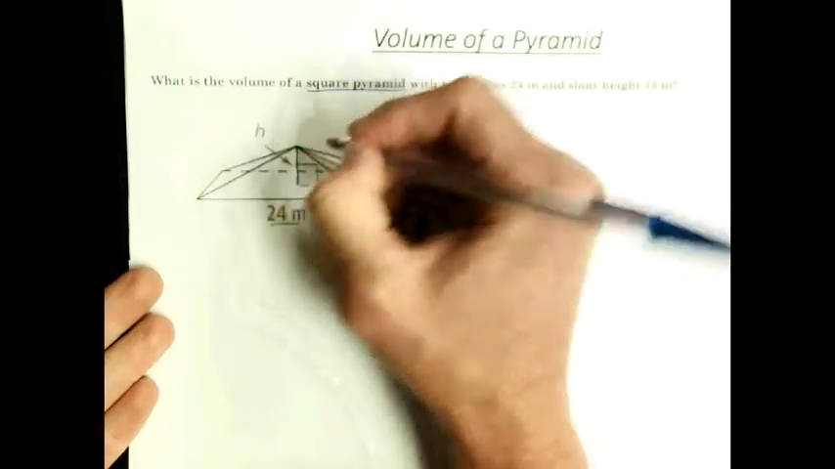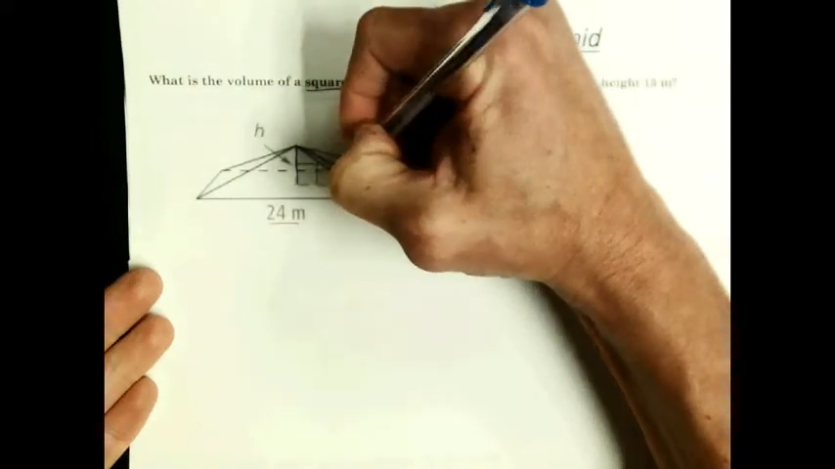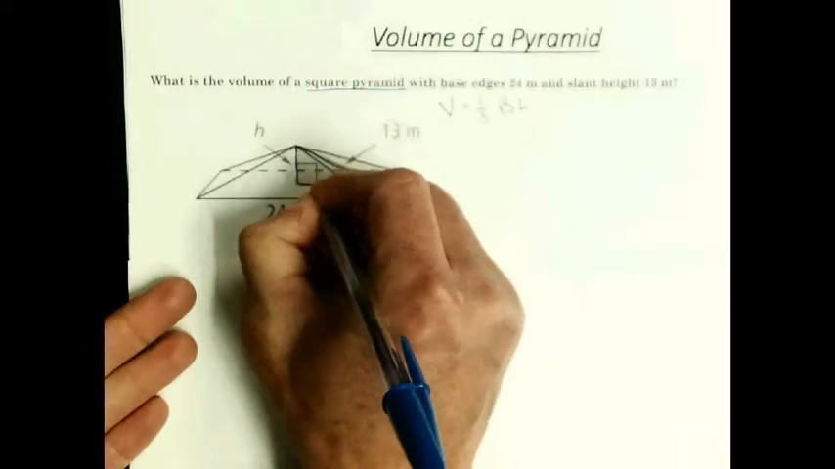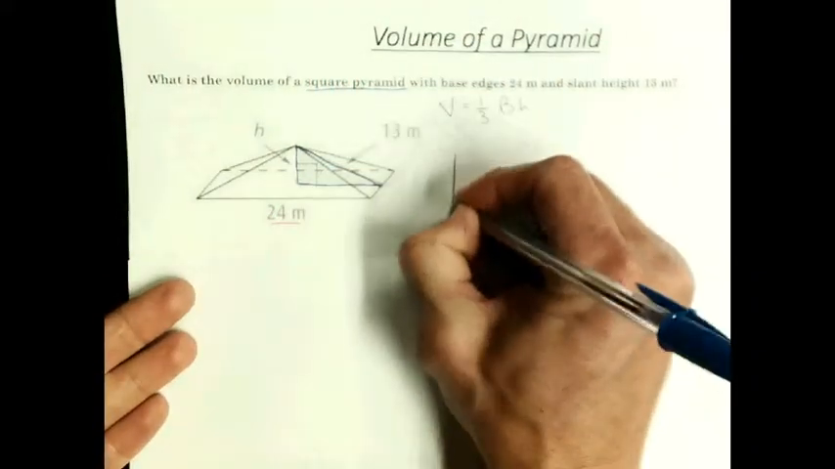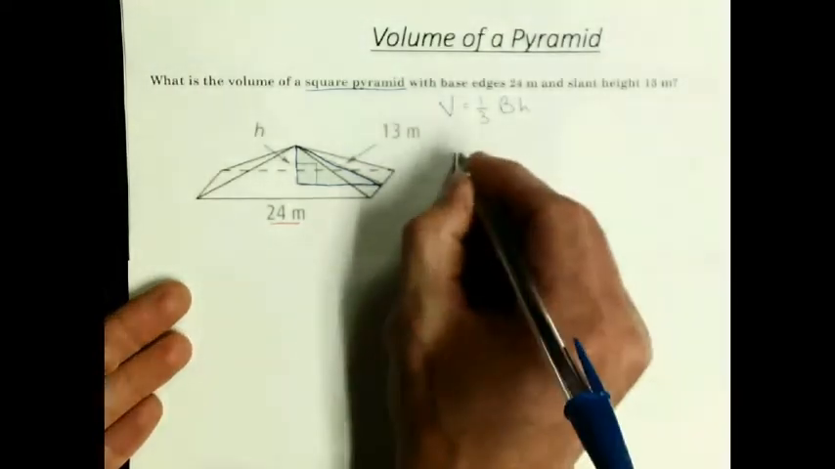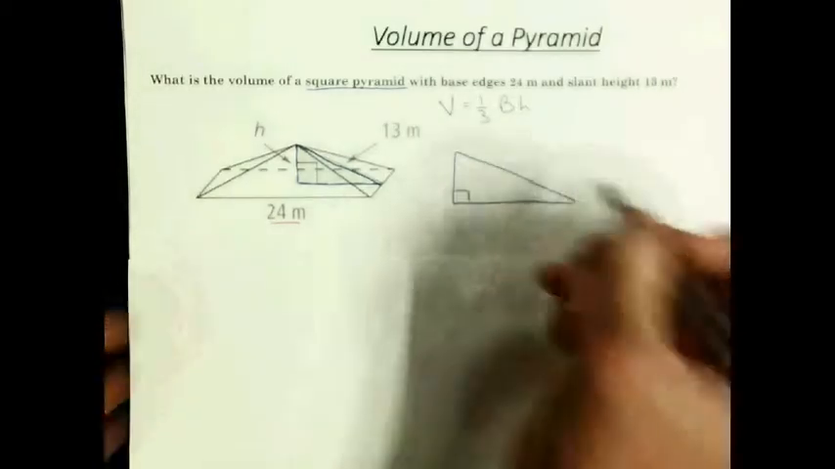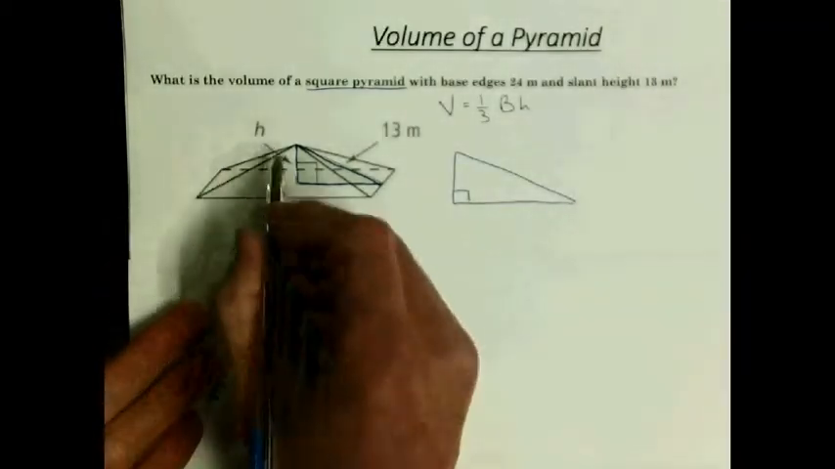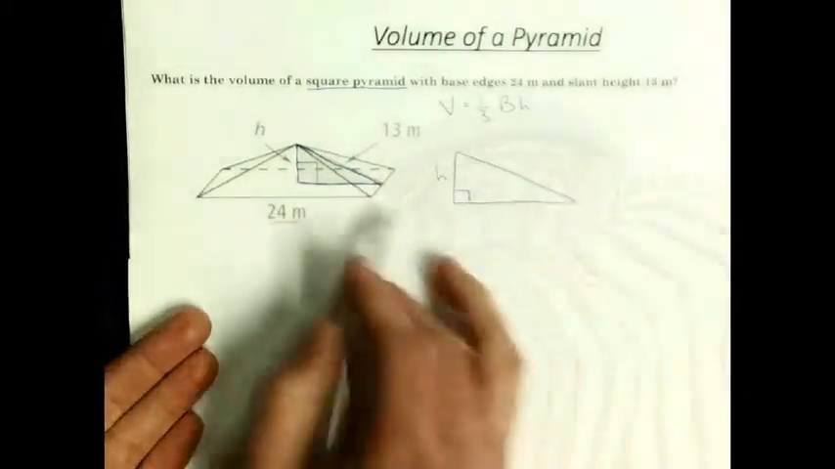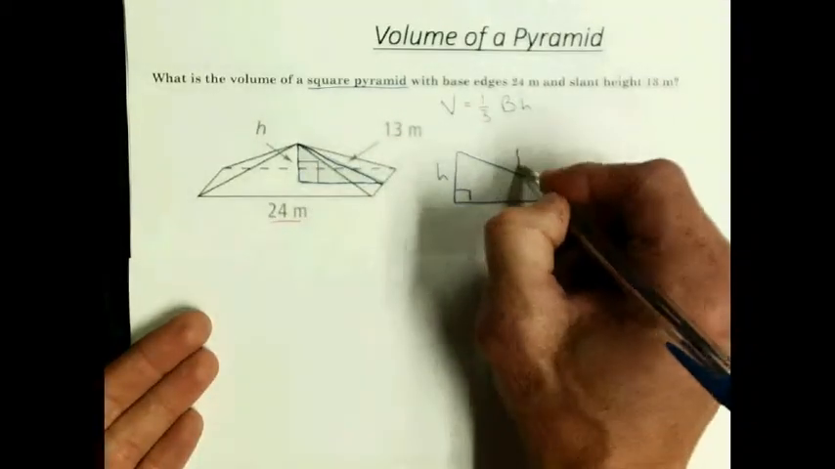So we're going to bring back a concept that we learned back in area of regular polygons called the pop-out triangle. So let's pop out that right triangle so we can study it a bit. Okay, so we have a right triangle here. We know we're missing our height. There's the height, and we know that the slant height is 13 meters.